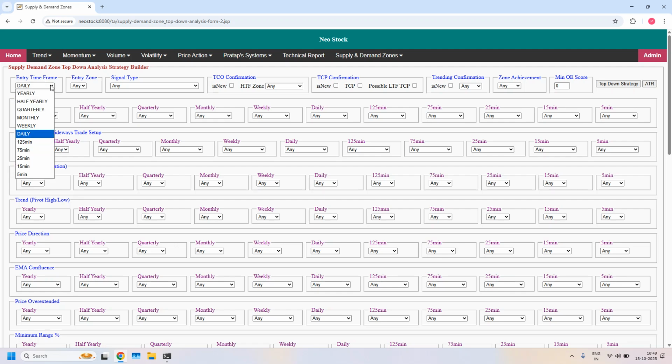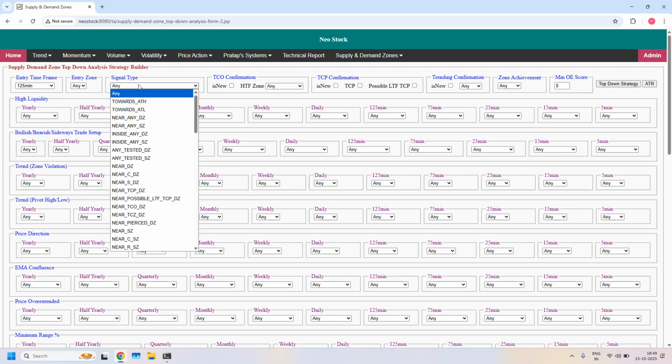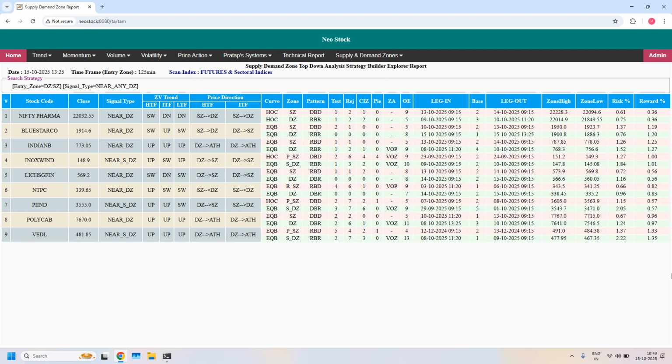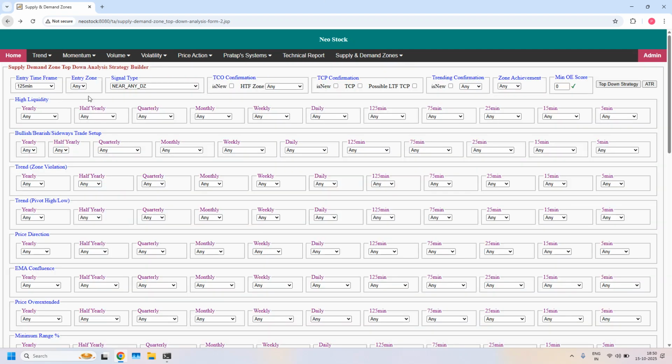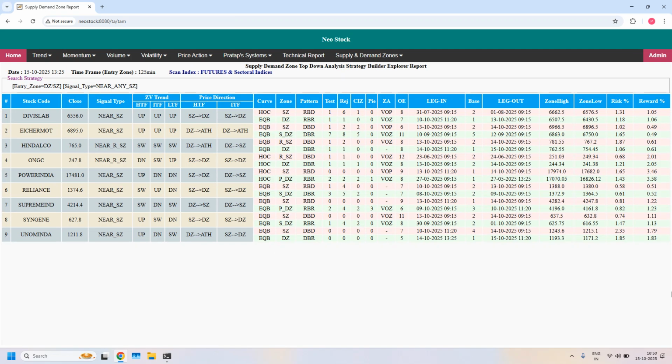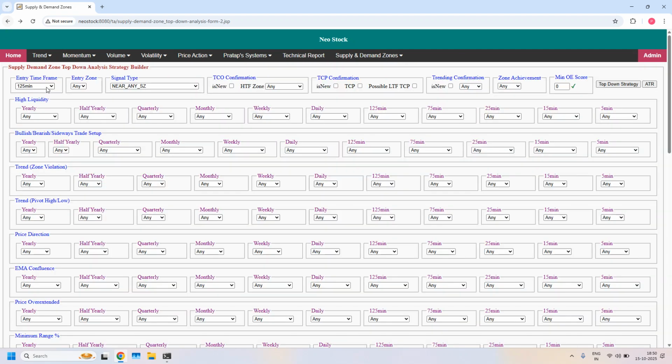So the next time frame is 125 minutes. Stocks near to the 125 minutes demand zone, we got 9 stocks. Next, stocks near to the 125 minutes supply zone, we got 9 stocks. Next time frame 75 minutes already generated in the beginning of the report. So the next time frame is 25 minutes.